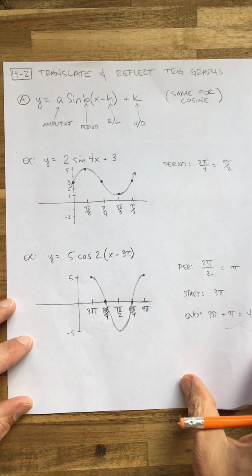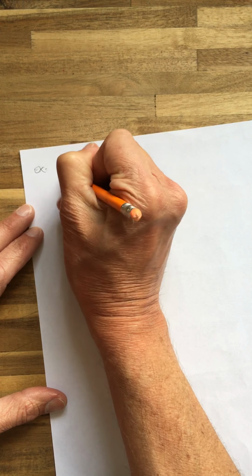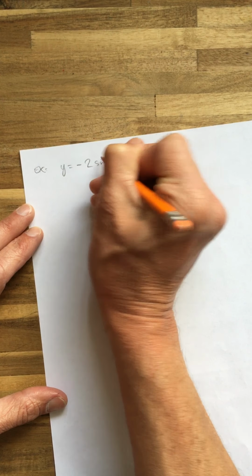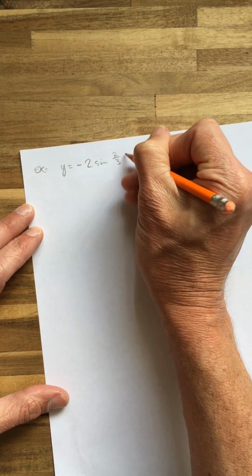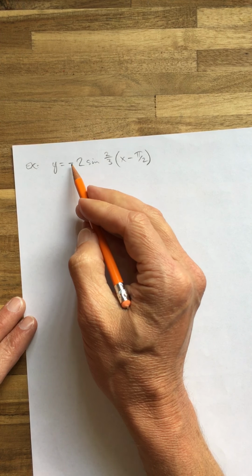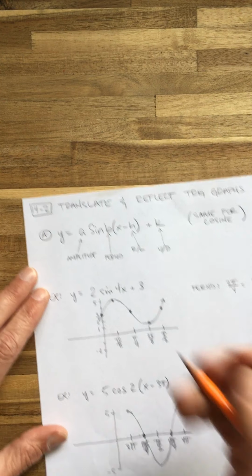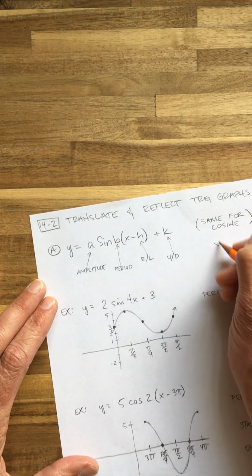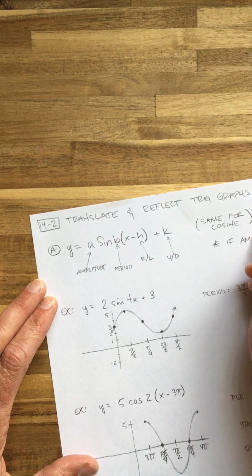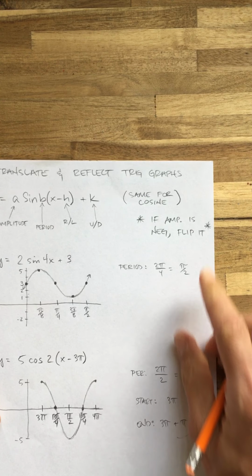All right, let's try to do one more. All right, let's see if we can do one more example. Y equals -2 times the sine of 2/3 times x minus pi over 2. All right, notice this negative sign, that's going to give me a reflection, okay? So at the start, if the amplitude is negative, okay, flip it. All right, easiest way to do it. If the amplitude is negative, then flip it, okay?